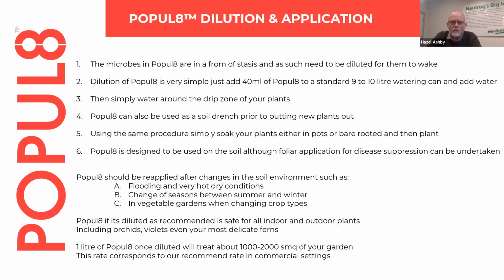Now, 1 litre of Populate, once diluted, will cover 1,000 to 2,000 square meters of your garden. So for most people, 1 bottle of Populate will do your entire garden. And that's the rate that we also recommend in a commercial setting. So the idea is buy a bottle, use it. It's got quite a long lifespan. So if you've got a smaller garden, you can use it for a year, 2 years. It doesn't really go off, okay?